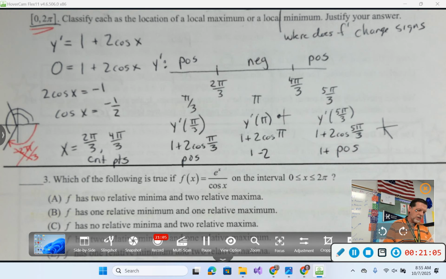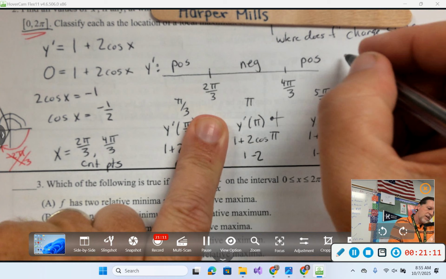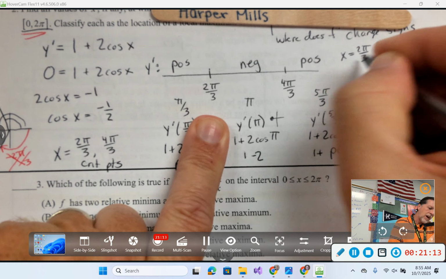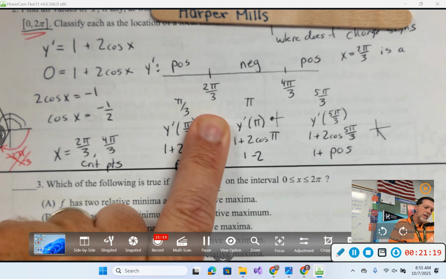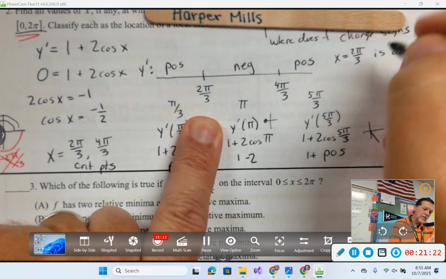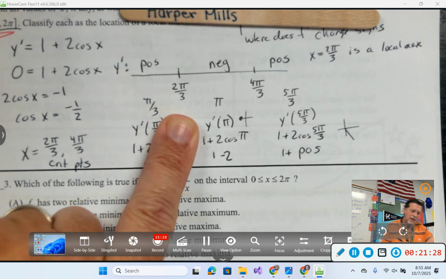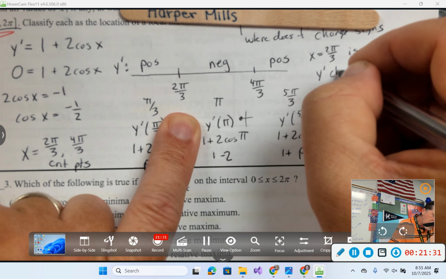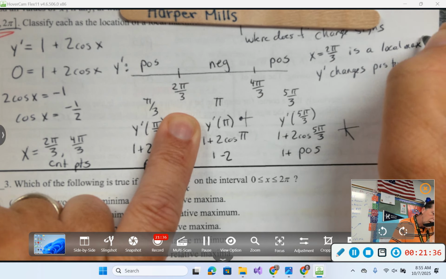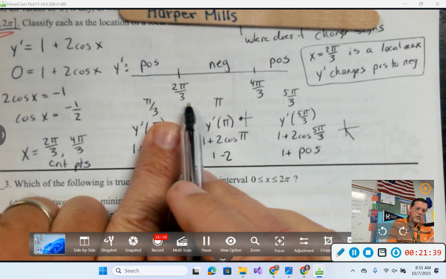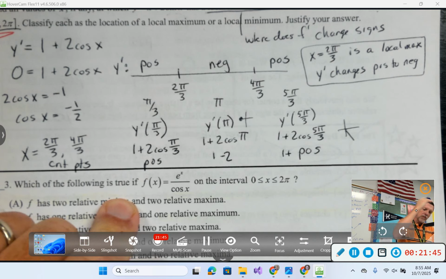So looking at that picture, Harper, what would you say is going on at 2 pi over 3? There's a change in signs, from positive to negative. And what does that mean? That it's a local maximum. So x equals 2 pi over 3 is a local max. And then we have to say exactly what Harper said, because y prime changes from positive to negative. So there's part of my answer. At 2 pi over 3, y prime changed from positive to negative, so that's the top of the hill, that's the local max.